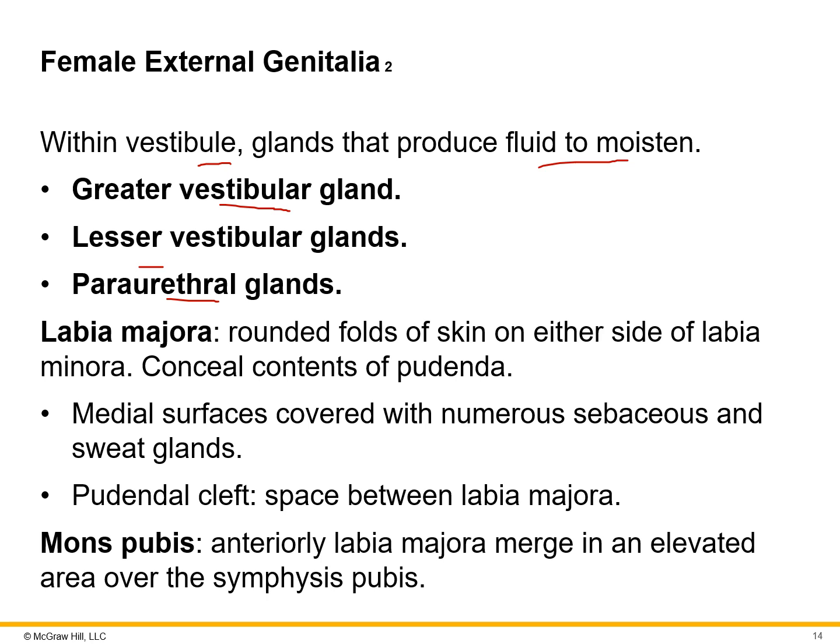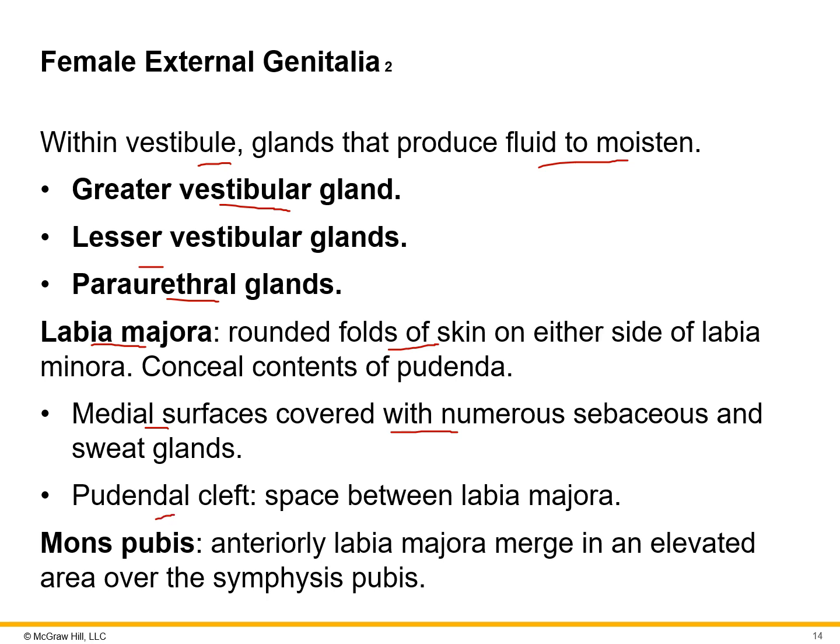to moisten the vagina. The labia majora, those are the rounded folds of the skin on either side of the minora. That's medial, so again, think about the middle compared to lateral, using our anatomy terms there. So those are covered with numerous sebaceous and sweat glands, again, increasing the moist nature in that area. That also, though, can allow it to be a hotbed for bacteria. So again, infections are possible in that area as well.